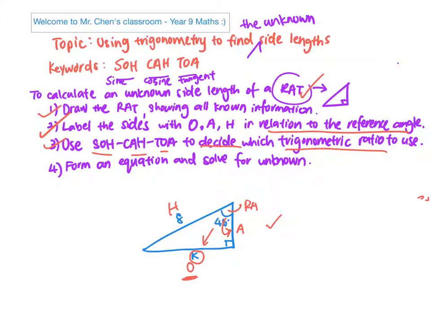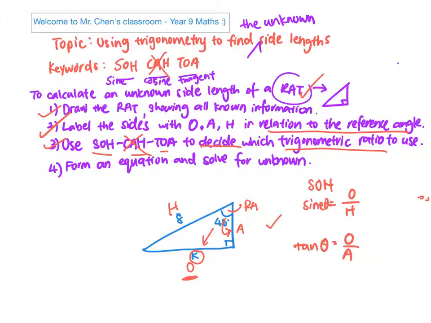The ones that cover opposite will be SOH, which is sine equal to opposite over hypotenuse, and the other one that covers opposite is TOA, which is tangent theta equal to opposite over adjacent. Alright, so we rule out CAH already, so we're going to get rid of that.